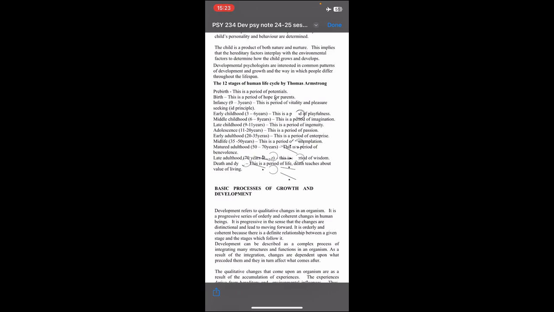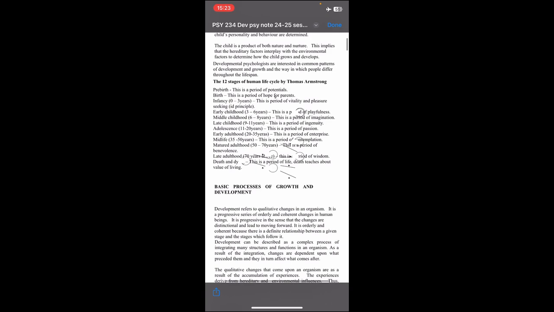It doesn't care how to get it, it wants it now. And that perfectly defines a 0 to 3 baby. So you understand, that is infancy, 0 to 3. Now I'm reading from the book. This is the period of vitality and pleasure seeking, the id principle. So what feels good must be done now, and what doesn't feel good must not.